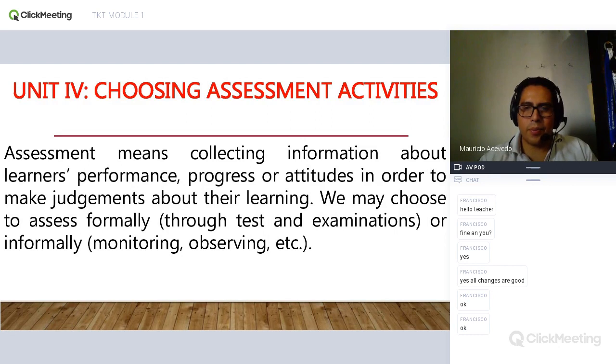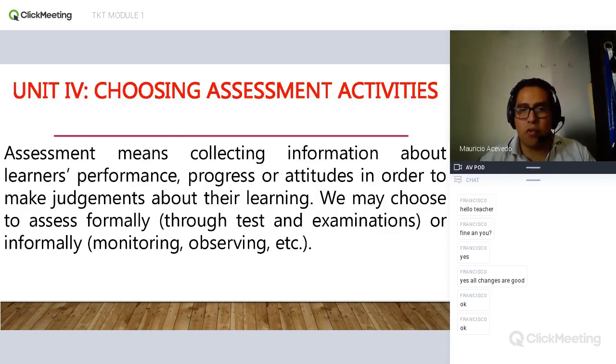So, the topic for now is called choosing assessment activities. What is this? You really can choose activities that can be evaluated somehow, right? Don't try to have activities that cannot be evaluated. We're going to talk about that later on. But first let's define assessment. Assessment means collecting information about learners' performance, progress, or attitudes in order to make judgments about their learning.